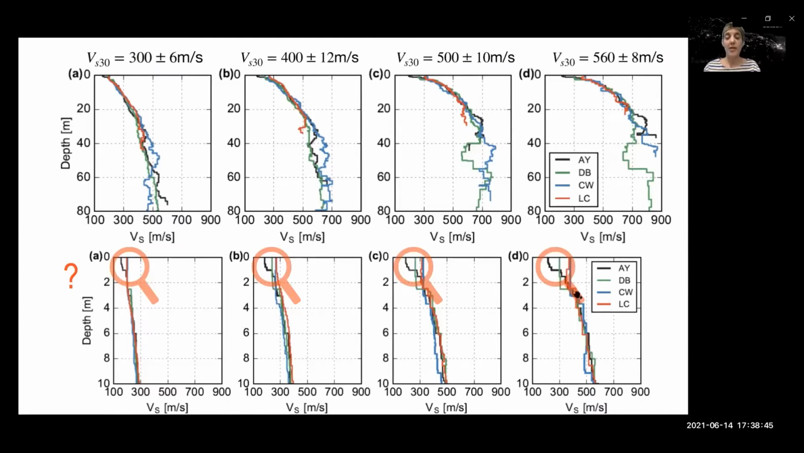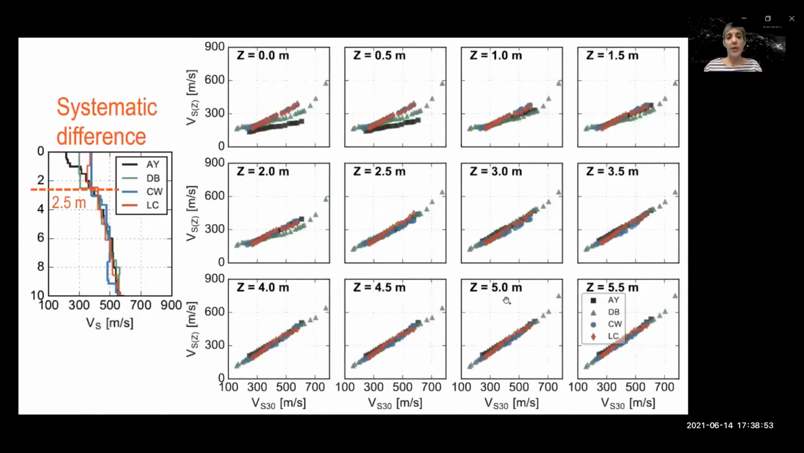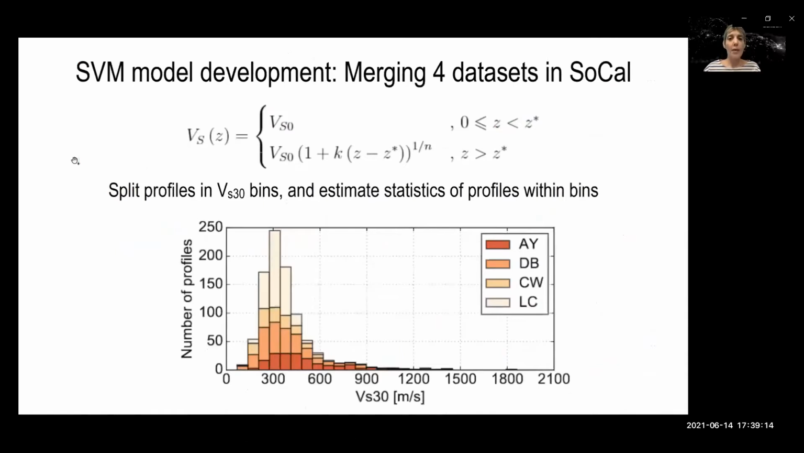And we had to homogenize these databases before trying to capture the variability of the velocity profile, the statistics of the velocity profiles with depth. So the systematic difference was approached as follows. We looked at the difference between the invasive and non-invasive method as a function of depth. We realized that at depth 2.5 meters, the databases were actually consistent, and therefore we established a correction factor that made all those profiles consistent in the near surface.